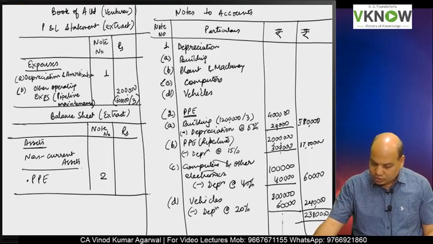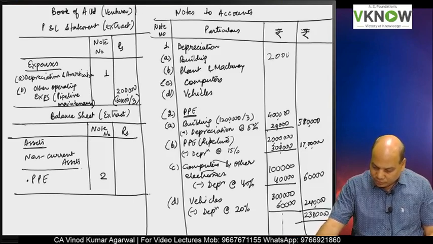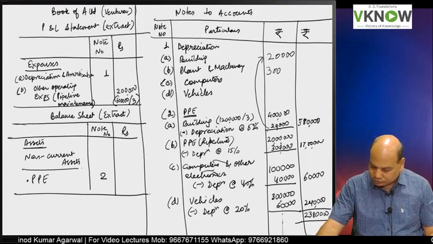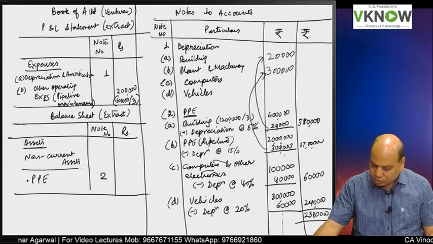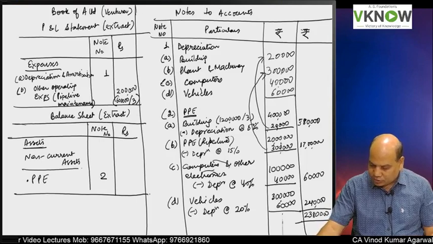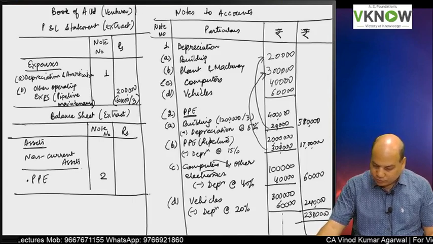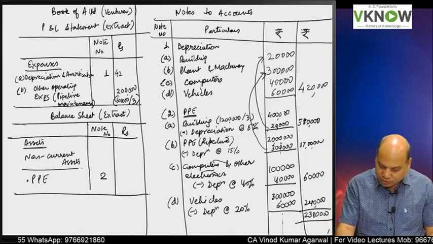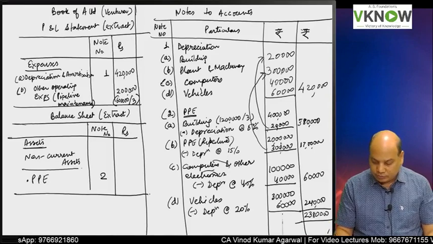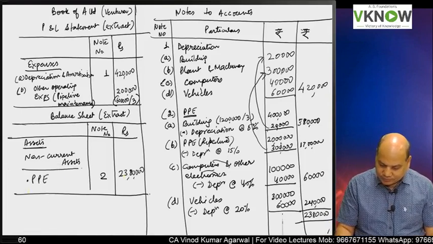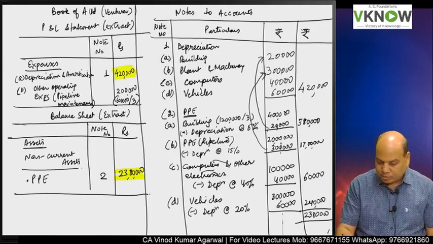80,000, and also write down depreciation on building 20,000, on plant and machinery 3 lakh, on computer 40,000, on vehicle 60,000. So the total of the depreciation is 60 plus 40, 1 lakh, 3 lakh, 4 lakh 20,000. This is your notes to account. So write down 4 lakh 20,000 on the main page over here, and in the balance sheet you write down 23 lakh 80,000.